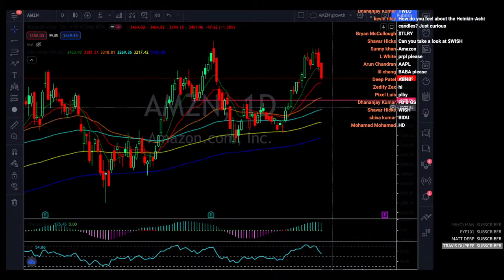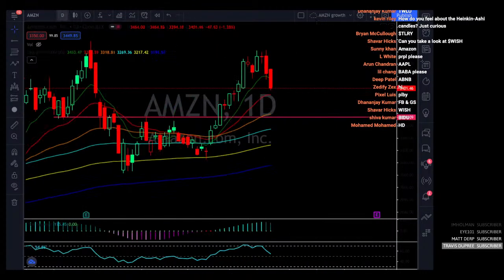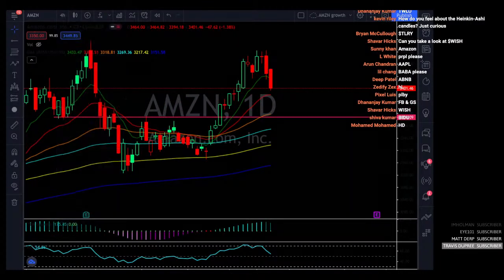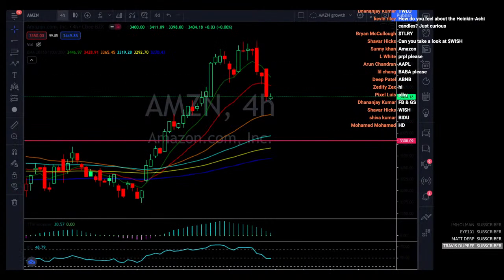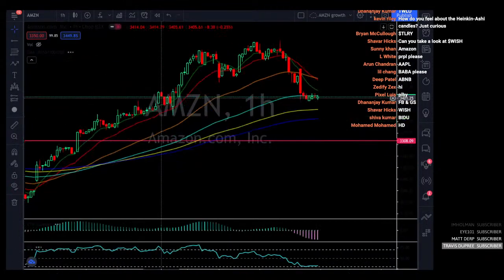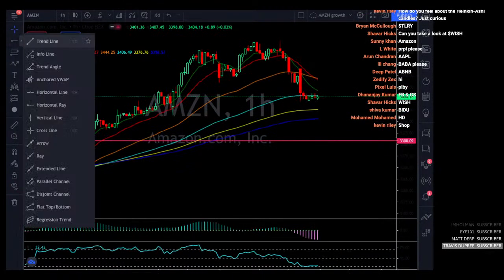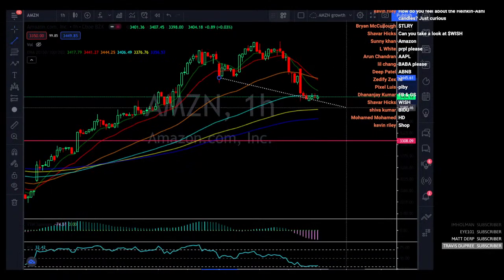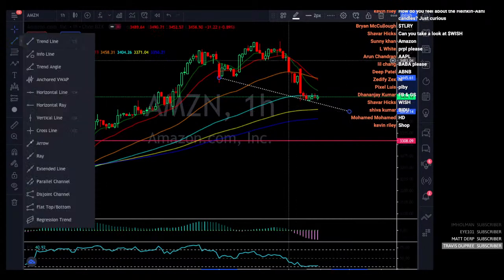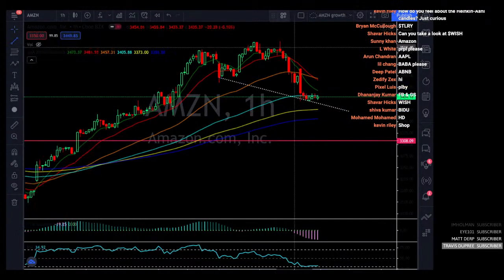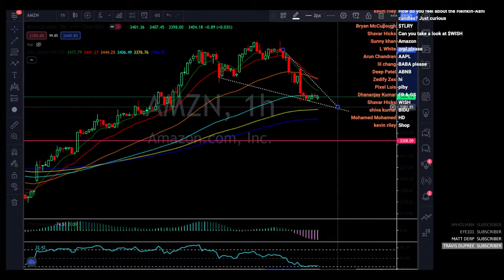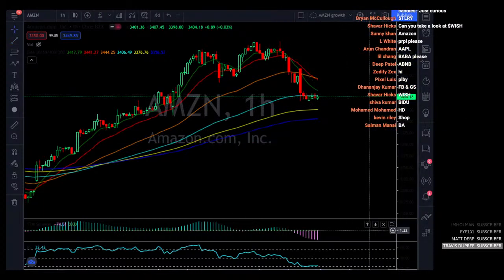First of all, I'm expecting Amazon to hold the 21 as long as the markets go along with it. Maybe even on a short time frame, you may see a falling wedge, though it's not really a good falling wedge. You know what, screw that falling wedge, but I do see a bear flag over here.